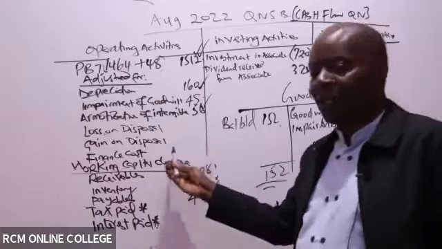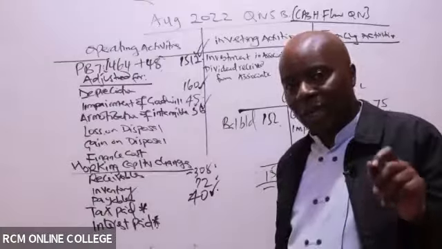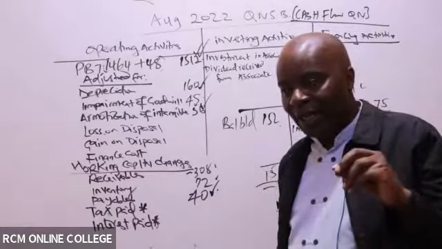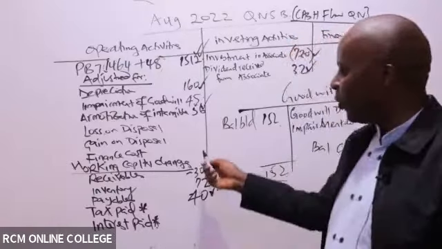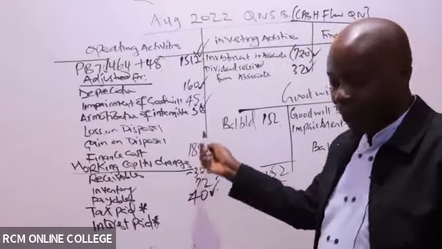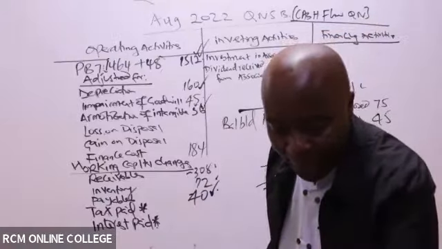Are you able to give me the finance cost? Read the finance cost from the P&L. 100 and what year? 184. So we have 184.